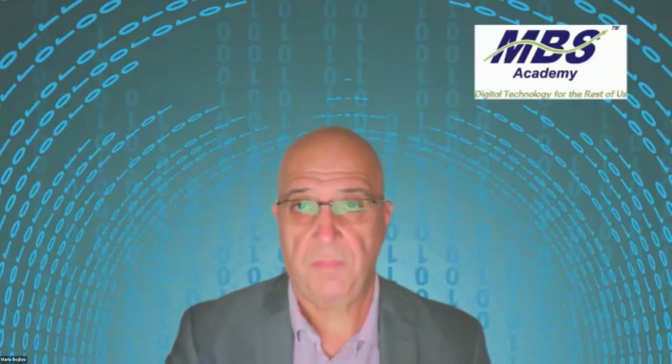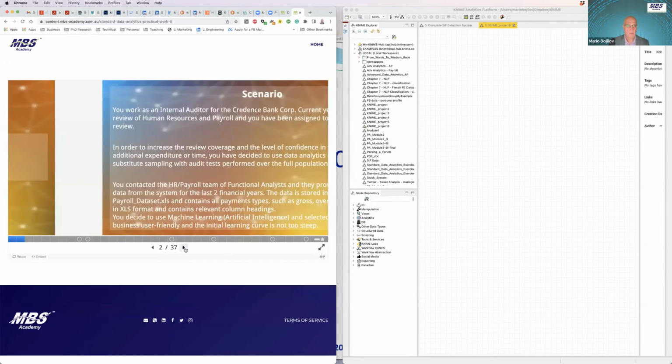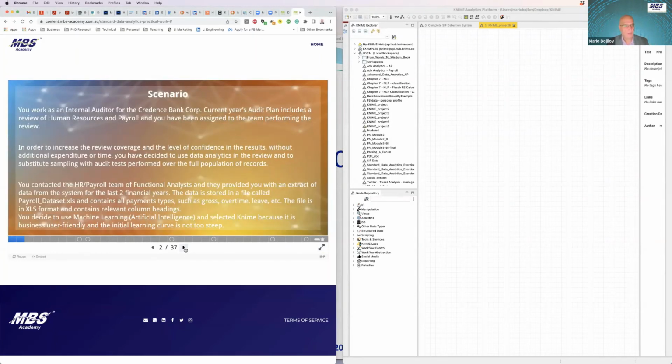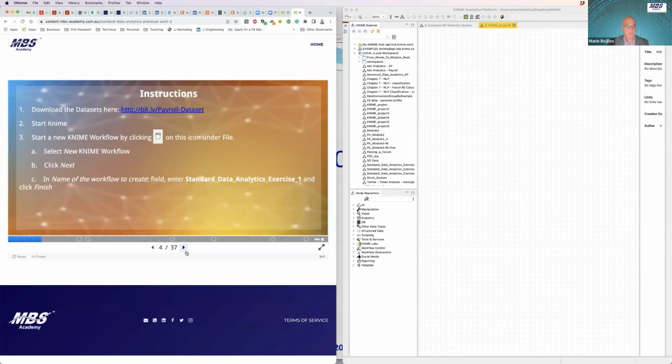So, okay. So here, on the right-hand side, you will see the tool that I'll be using. On the left-hand side, the actual instructions for the tool. This is what the scenario is. The activity: we're going to read an Excel spreadsheet and identify excessive and unusual payments to employees. We're not going to go to the others because it's just a demo.